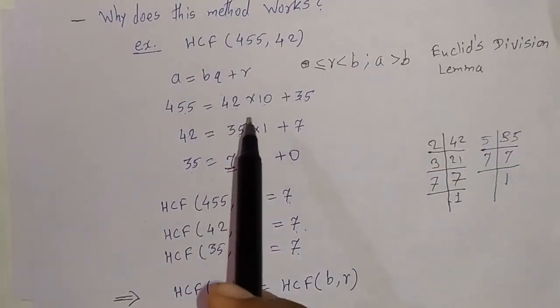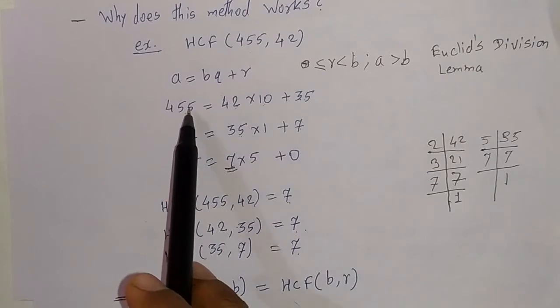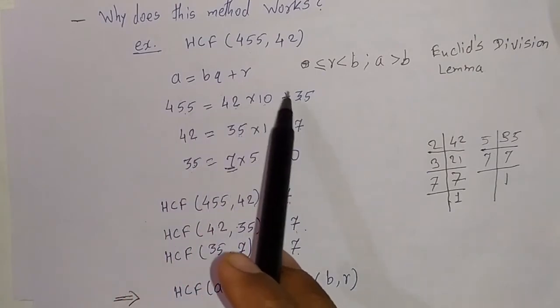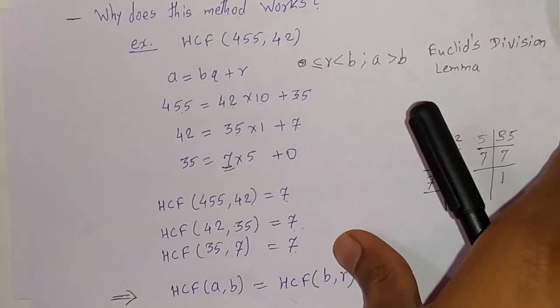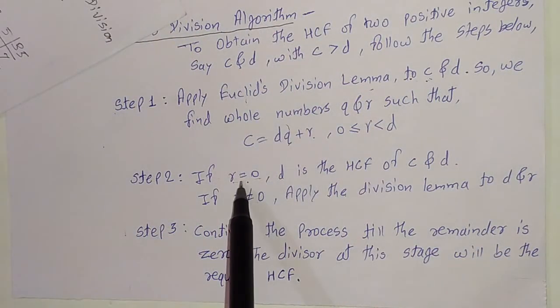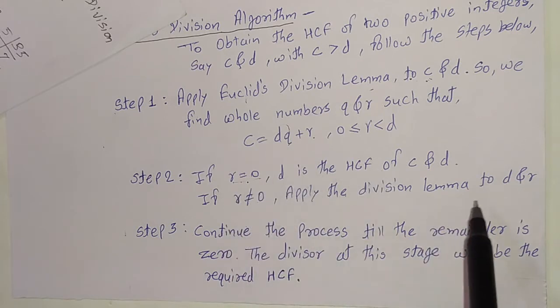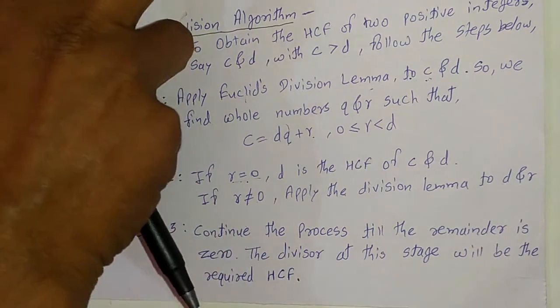In the first step, the 2 given numbers are 455 and 42. We have applied Euclid's division lemma to the given 2 numbers. What is the second step? If the remainder is 0, you will have your HCF. If it is not 0, then you have to apply the lemma to D and R.